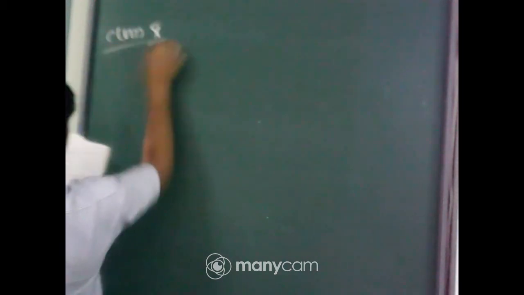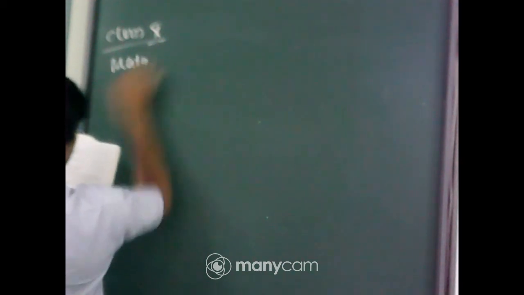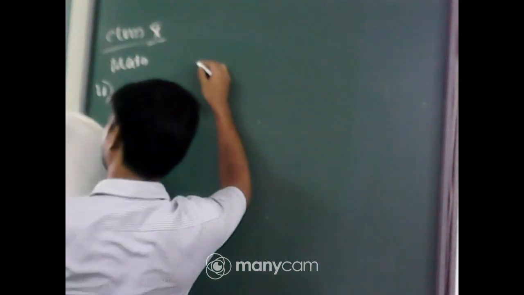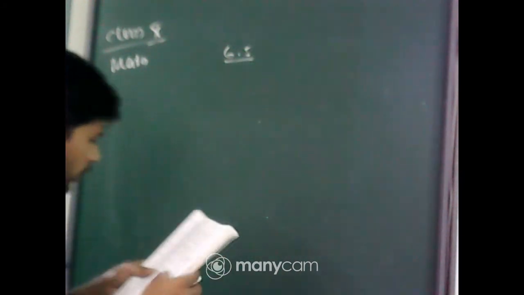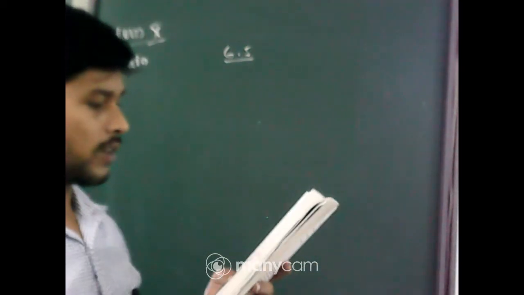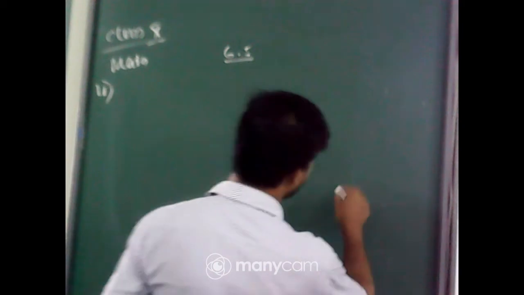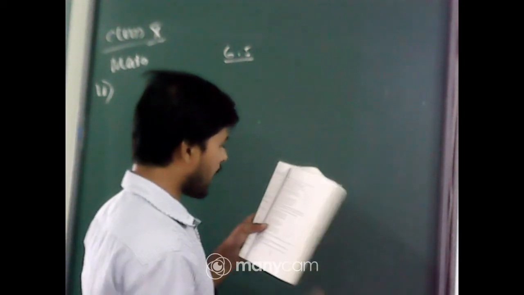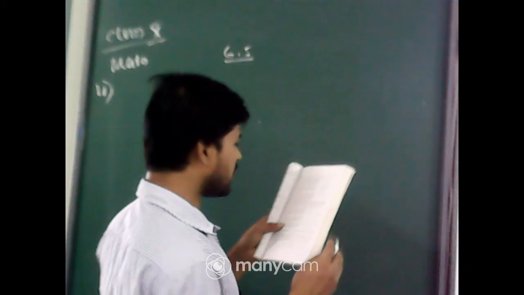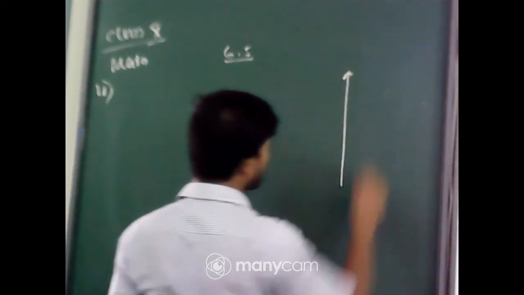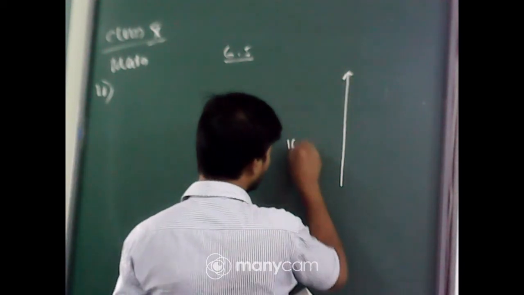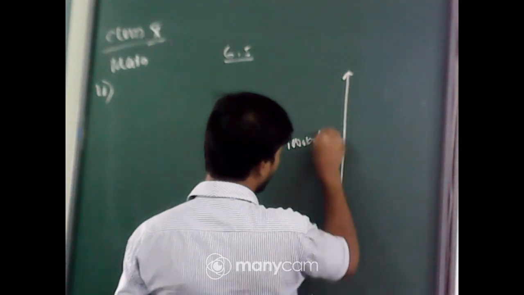Class 10 math. Question number 11 and exercise number 6.5. Okay, so look at the question. An aeroplane was leaving an airport and flies due north at a speed of 1000 km per hour. So this is our airport. From here, an aeroplane is flying due north. So north is this direction, upward. In this direction, a plane is flying with a speed of 1000 km per hour.